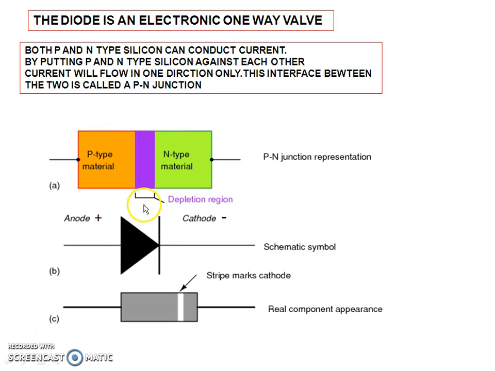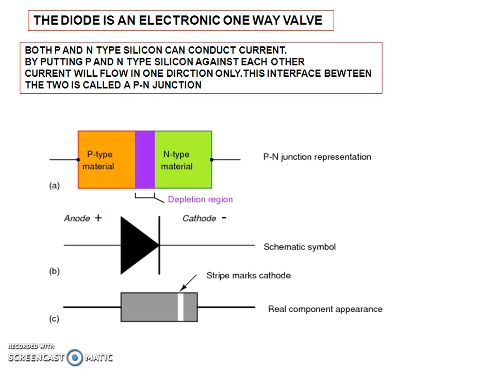Now as you can see in figure 2, we have a symbolic representation of a PN junction diode. It is shown by a triangle with a bar. The direction of the triangle shows the direction of conventional current, and the two legs of the diode are named anode, or positive, and cathode, or negative.